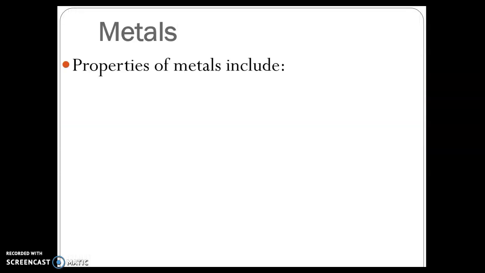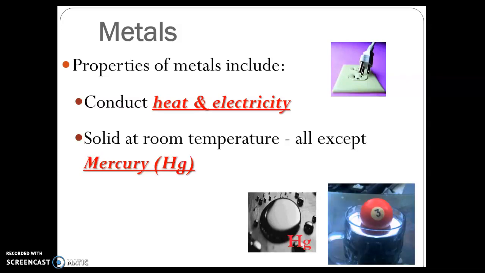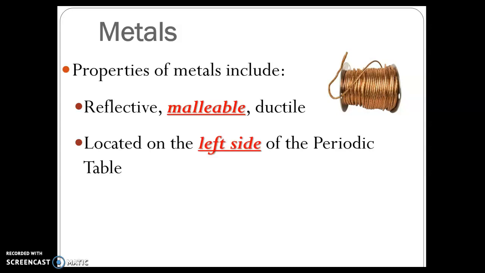The metals' properties include that they are very good conductors of heat and electricity. They're usually solid at room temperature, except for mercury. They are reflective, so shiny looking, malleable, and ductile. They're located on the left side of the periodic table.